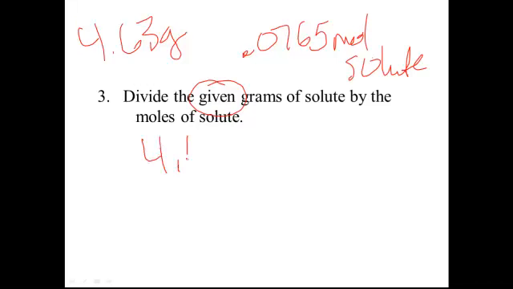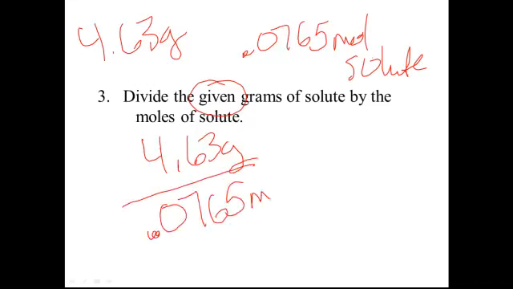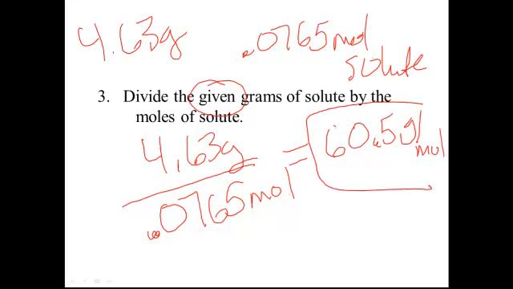So it's 4.63 grams divided by 0.0765 moles. And then it's just to our calculator. 4.63 divided by 0.0765 equals a molar mass of 60.5 grams per mole. And that is the answer to our question. We have found the molar mass based on the information given in the problem using freezing points and boiling points.